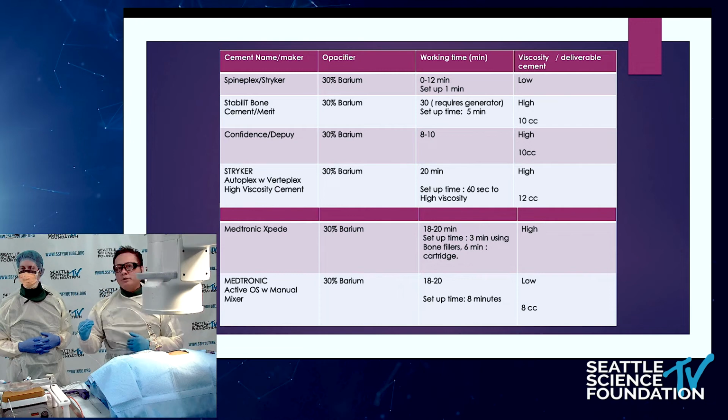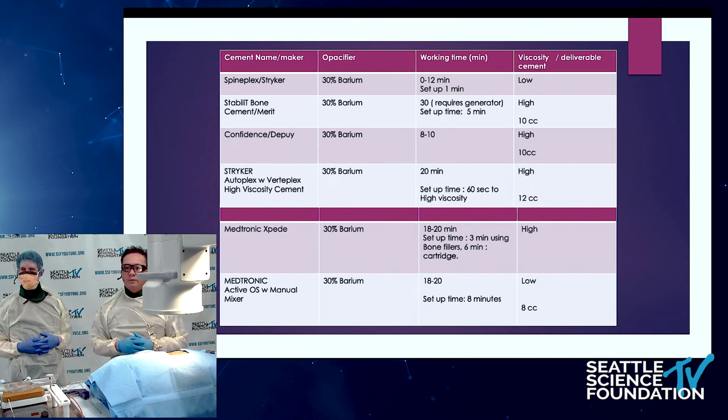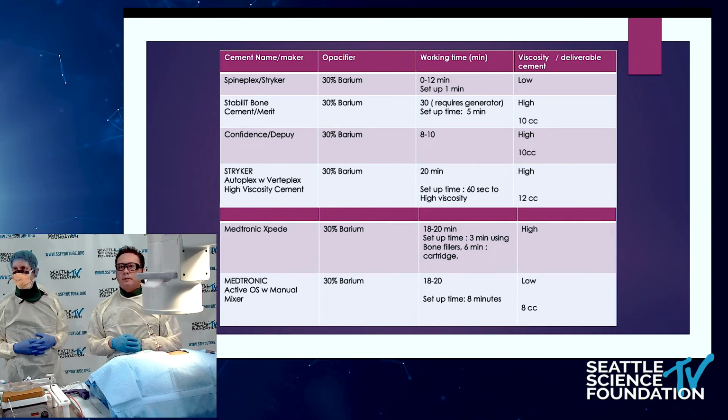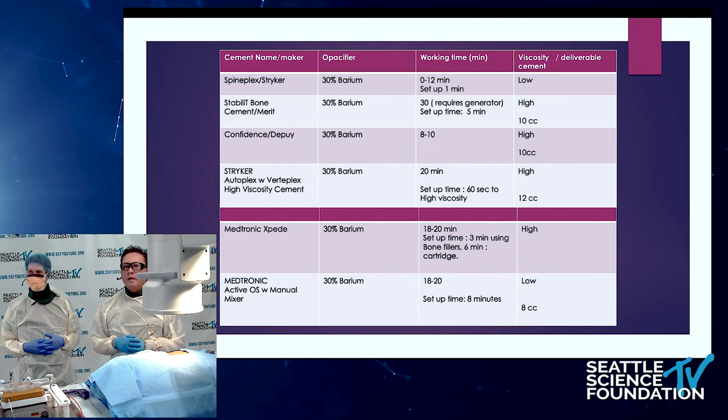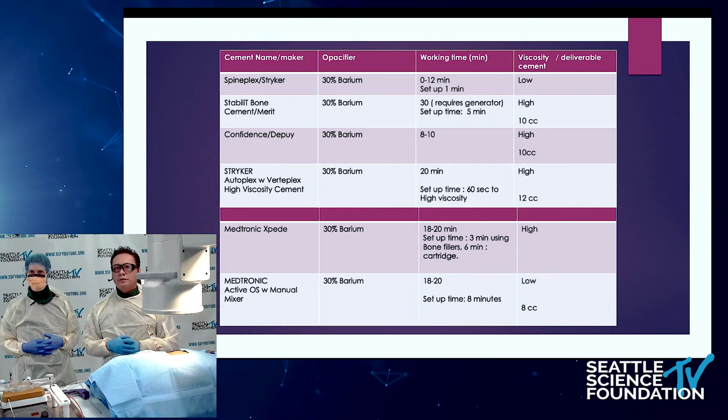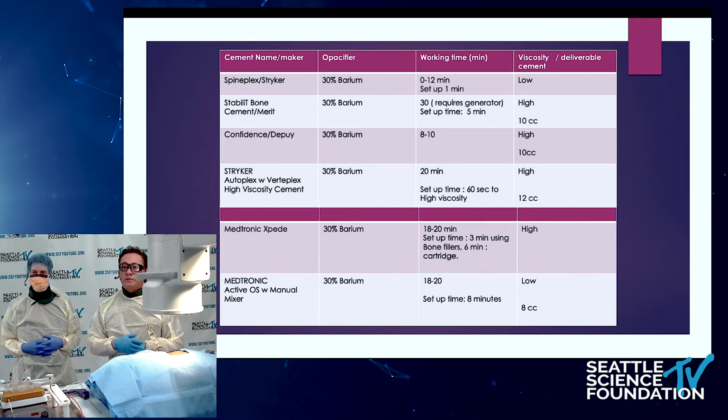But it's a high viscosity cement, compared to their Activos cement, which is a lower viscosity cement. Setup time is 8 minutes, but a similar working time. The newer Striker cement has a quick setup time of 60 seconds, similar to our older cement. But the Vertebroplasty cement is their newer cement, a high viscosity cement as well, and delivers up to 12 cc's of cement, with a working time very similar to Medtronic's, 20 minutes.